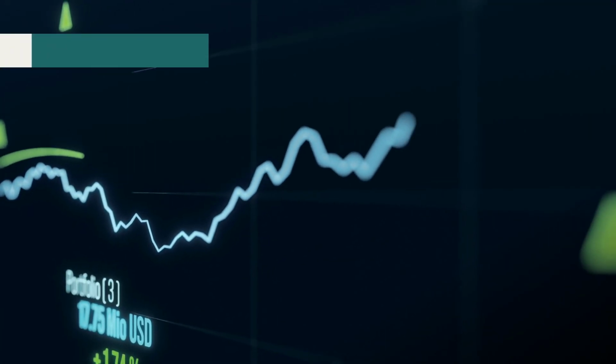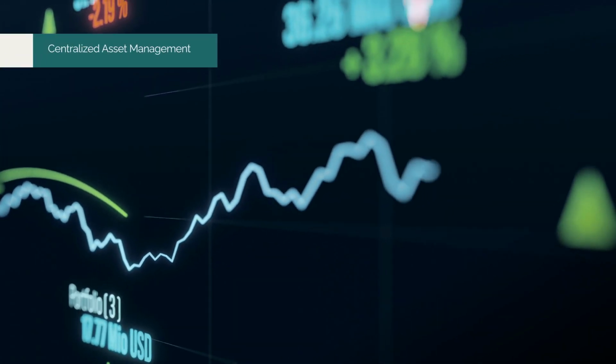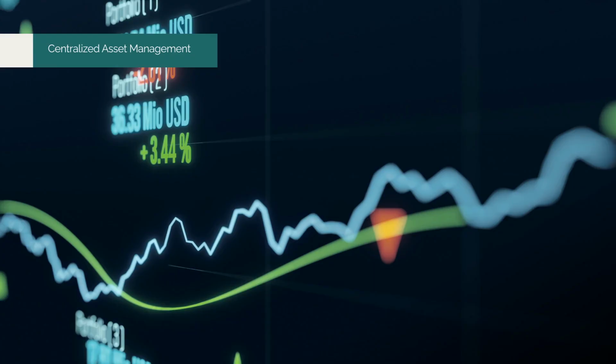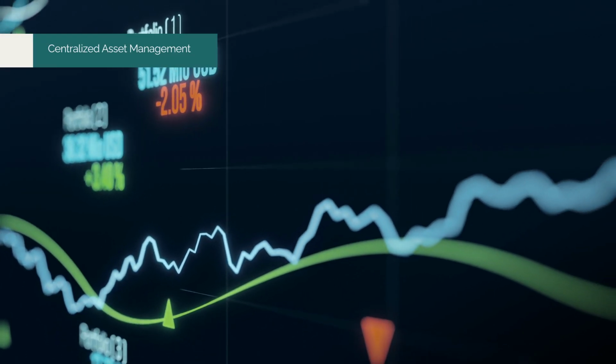CMS centralizes asset management, maintenance history, and performance data. Automated scheduling eliminates overlapping work orders, providing a clear view of necessary tasks.